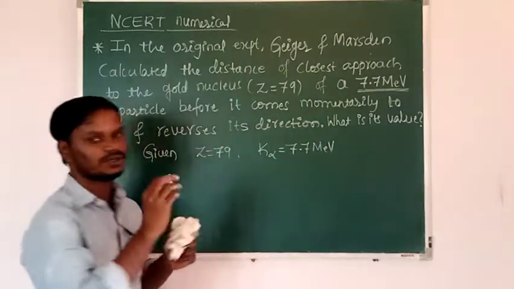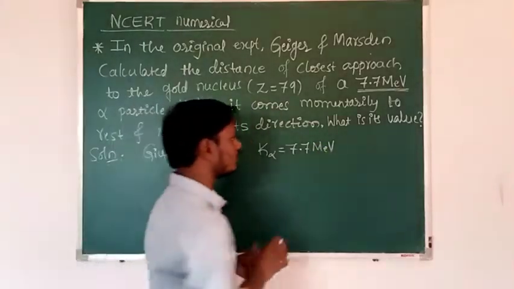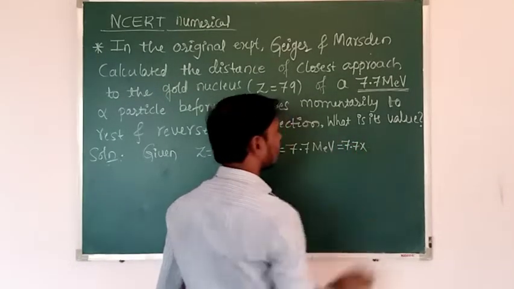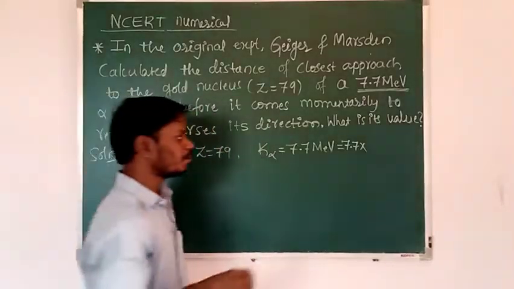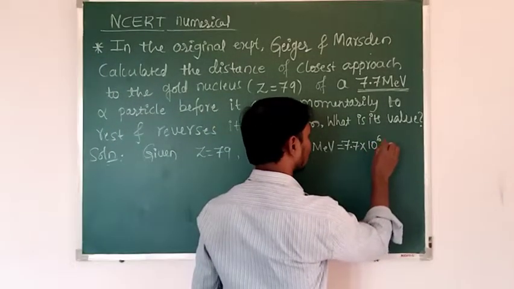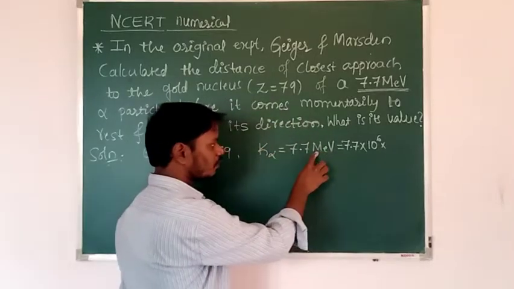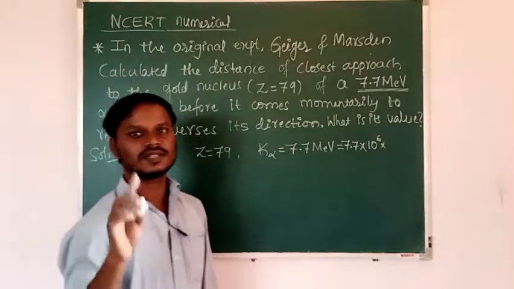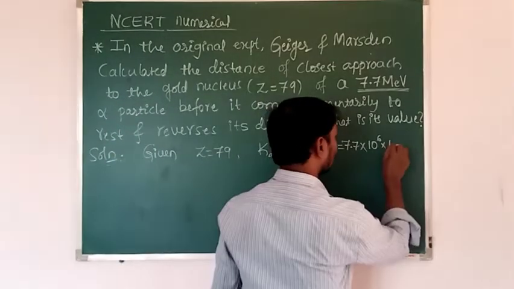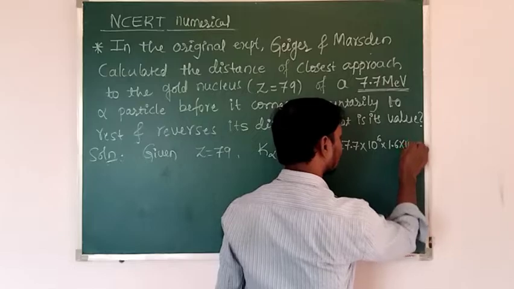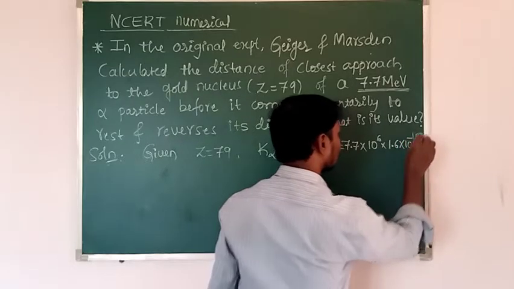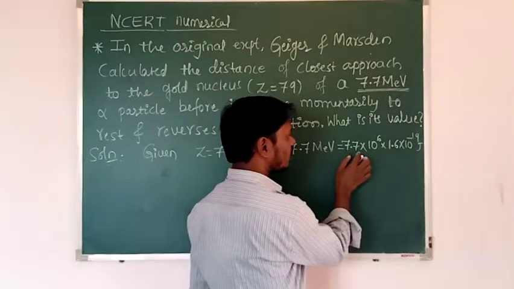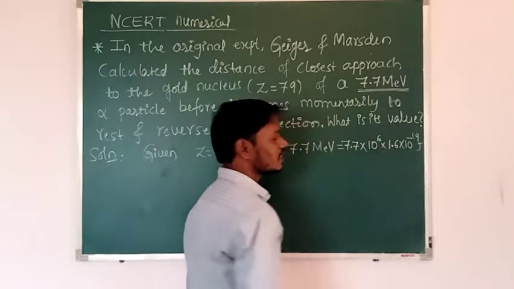Convert this energy to joule. Then 7.7, and 1 million means 10 to the power of plus 6. So 1 million means 10 to the power of plus 6. Then 1 electron volt in terms of joule is 1.6 into 10 to the power of minus 19 joule. So do the calculation here, you will get the answer. So I will take this one as 77 and I will take this one as 16.